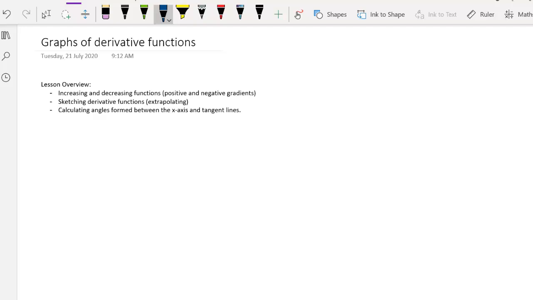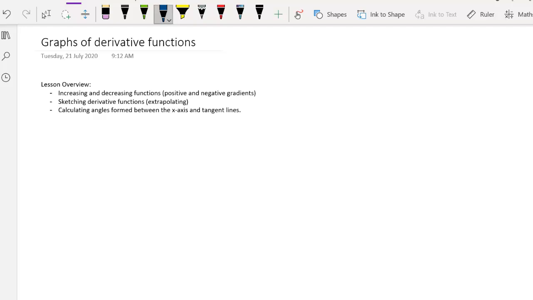In this lesson, we're going to continue on from our basic understanding of derivatives and gradient functions. And we're going to look at three specific things. We'll look at increasing and decreasing functions. We'll look at sketching derivative functions through extrapolation. And we'll end up looking at calculating angles formed between the x-axis and tangent lines.